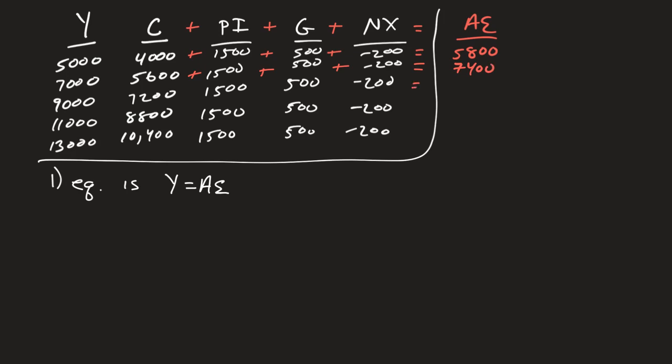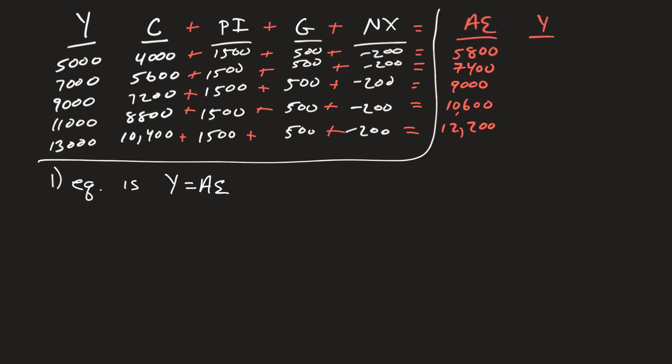We do the same thing here. We get 7,200 plus 1,500 plus 500 minus the 200. That's going to be 9,000. And you can check all this work in your calculator if you want. We do the same thing, we add all of that up, and we're going to get 10,600. And last but not least, the last row we're going to add up, we're going to see that this is going to equal 12,200.